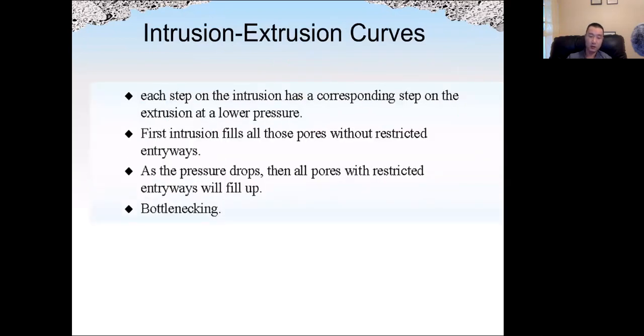All right, and the first intrusion will fill all the pores without restricted entry. That is another word for bottleneck. Okay, and after the pressure drops, all the pores with restricted entryways, with the bottleneck, will fill up and cannot get out of the sample. Okay, so we call that bottlenecking.